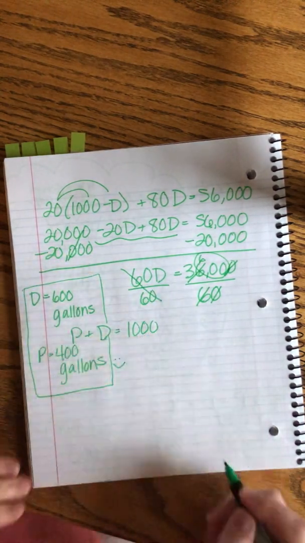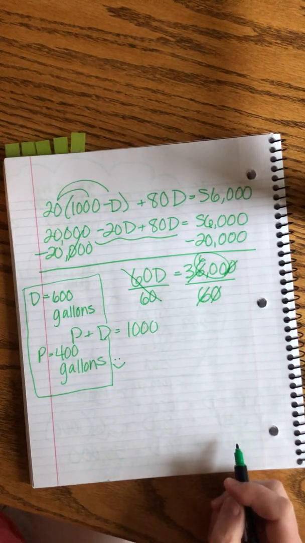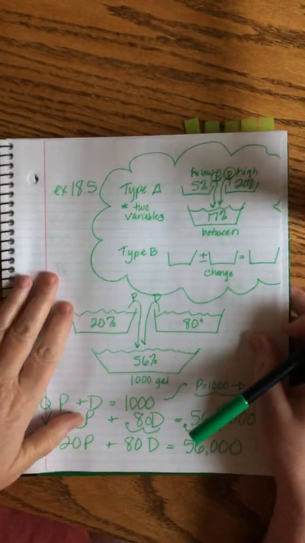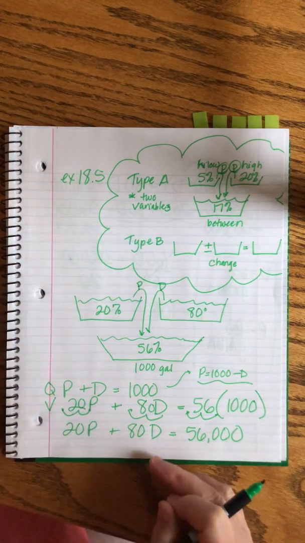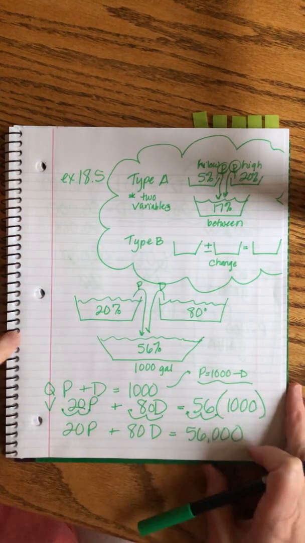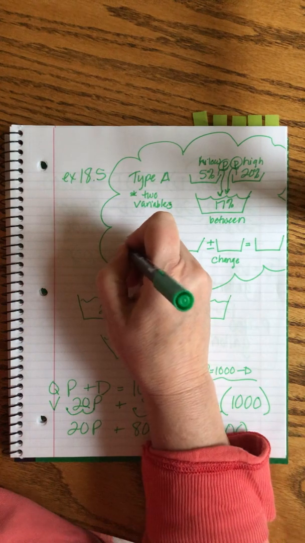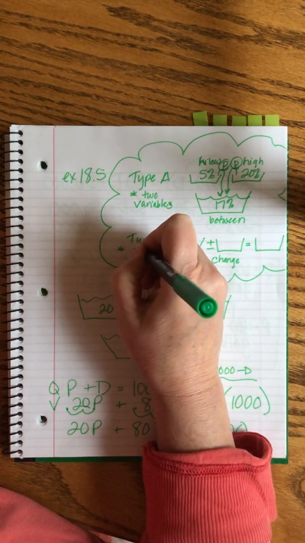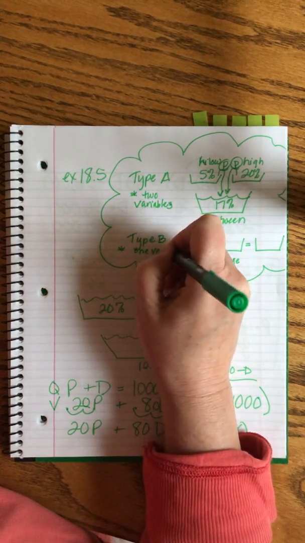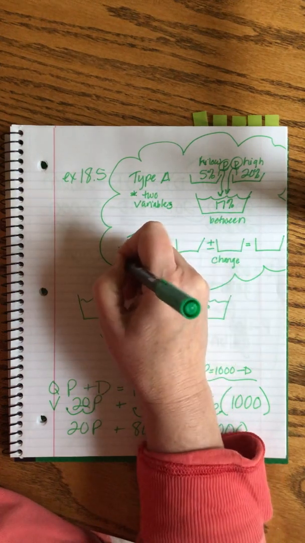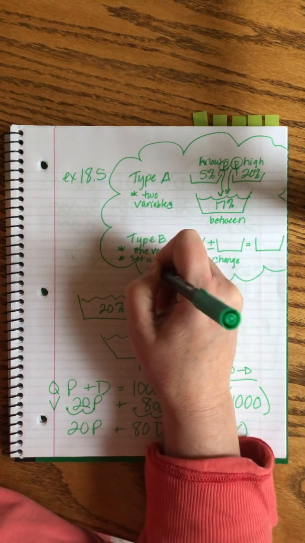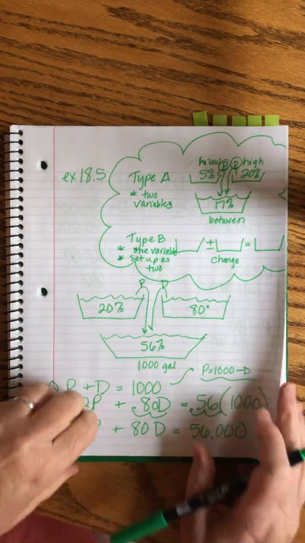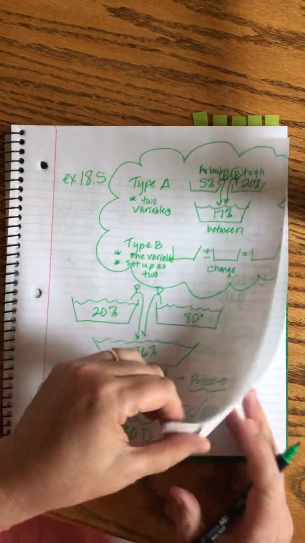Yay. Okay, so that's a type A. Again, remember that we do have 2 variables, and that means we have to have the 2 equations. In the type B problem, we only have 1 variable. Oh, that makes life so much easier, but we set up as if we had 2, and I'll show you what I mean by that. Ready? Let's do the next one.